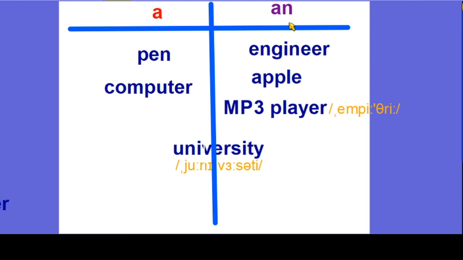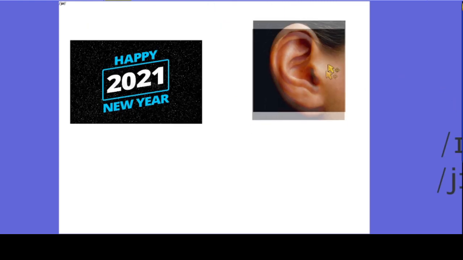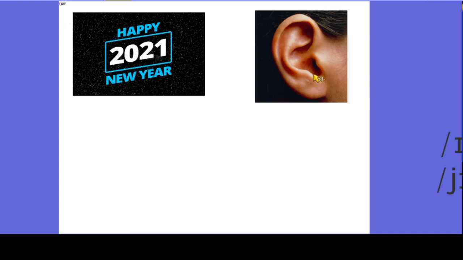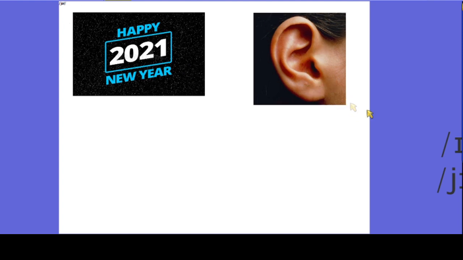University. Now the question is, is Y a vowel sound or a consonant sound? We need to analyze this. Take a look. What is the difference between these two words here? This is an air. Air. What's the first sound? An air. Now, what's the difference between this word and this word here?